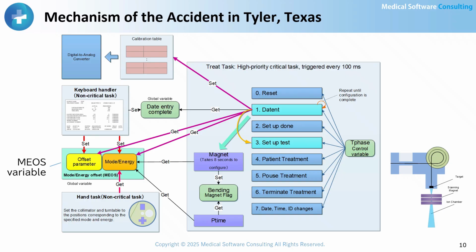Subsequently, the setup task incorrectly judged that there was no mode inconsistency and set the bending magnet flag. Because the hardware interlocks had been removed during design, a 25 megaelectron-volt electron beam, delivering 16 to 25 kilograys, struck the patient directly.